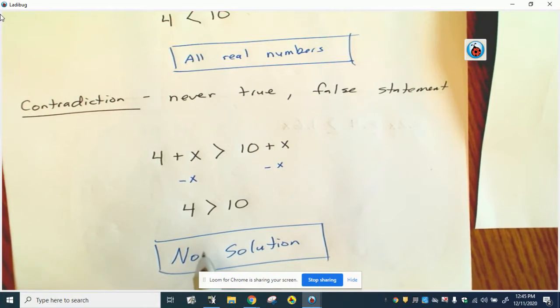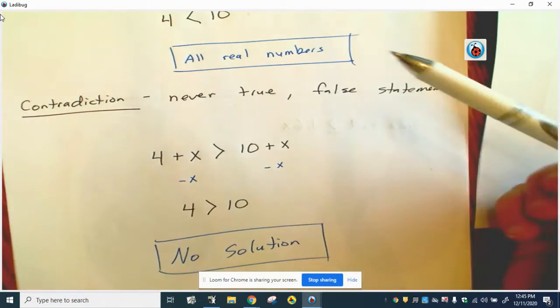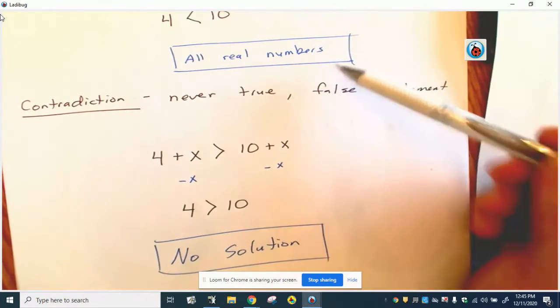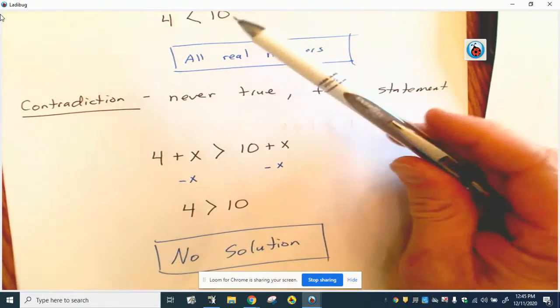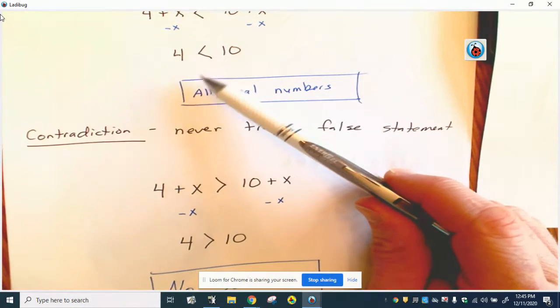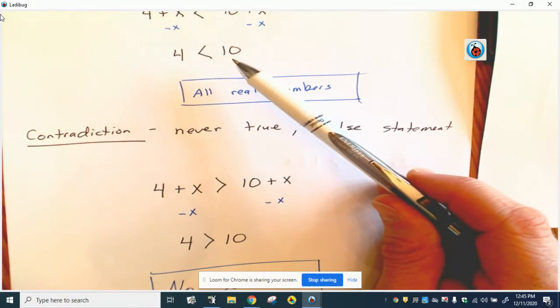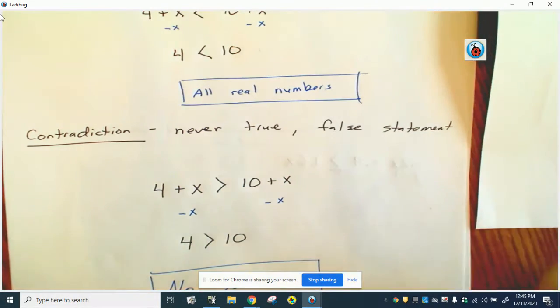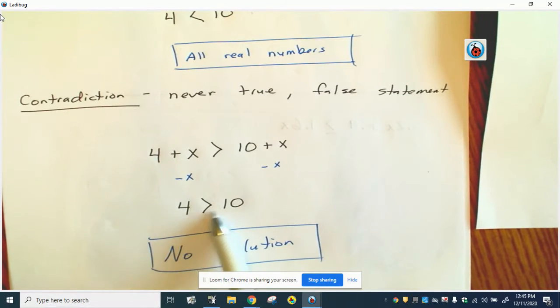So sometimes that's going to happen where all the x's go away, and the answer is going to be all real numbers or no solution, and it works just like it was with the equal sign. If it's a true statement, is 4 less than 10? Yeah, it's always going to be less than 10, so all real numbers. If you end up with something like this that's false, then no solution.